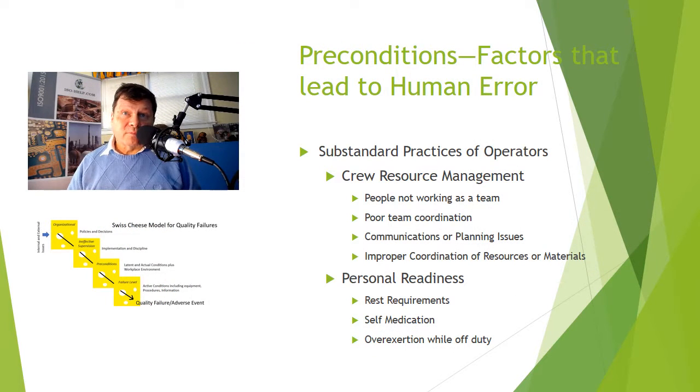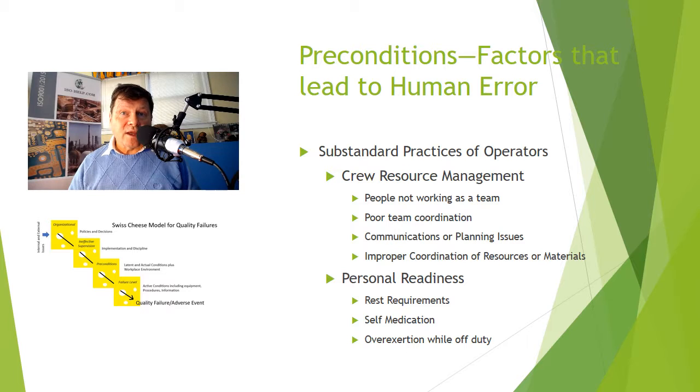The other types of preconditions are known as substandard practices of operators, and of these there are two types: crew resource management and personal readiness. In the first type, crew resource management, we're talking about people not working as a team, poor team coordination, improper briefing, or improper coordination of resources or materials. This is your Kaizen situation, which is the department or organization or job is set up in an inefficient way, or there's ineffective planning and communication.